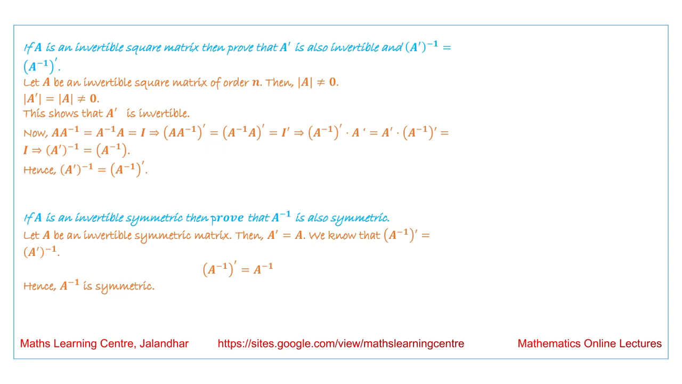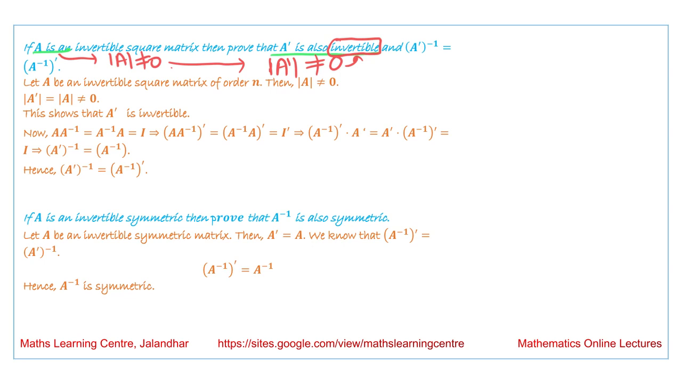So first, to prove that A transpose is invertible, we are saying it is given that A is invertible. It means determinant of A is not equal to 0. If determinant of A is not equal to 0, then this implies that the determinant of A transpose is not equal to 0, and this means that A transpose is invertible.